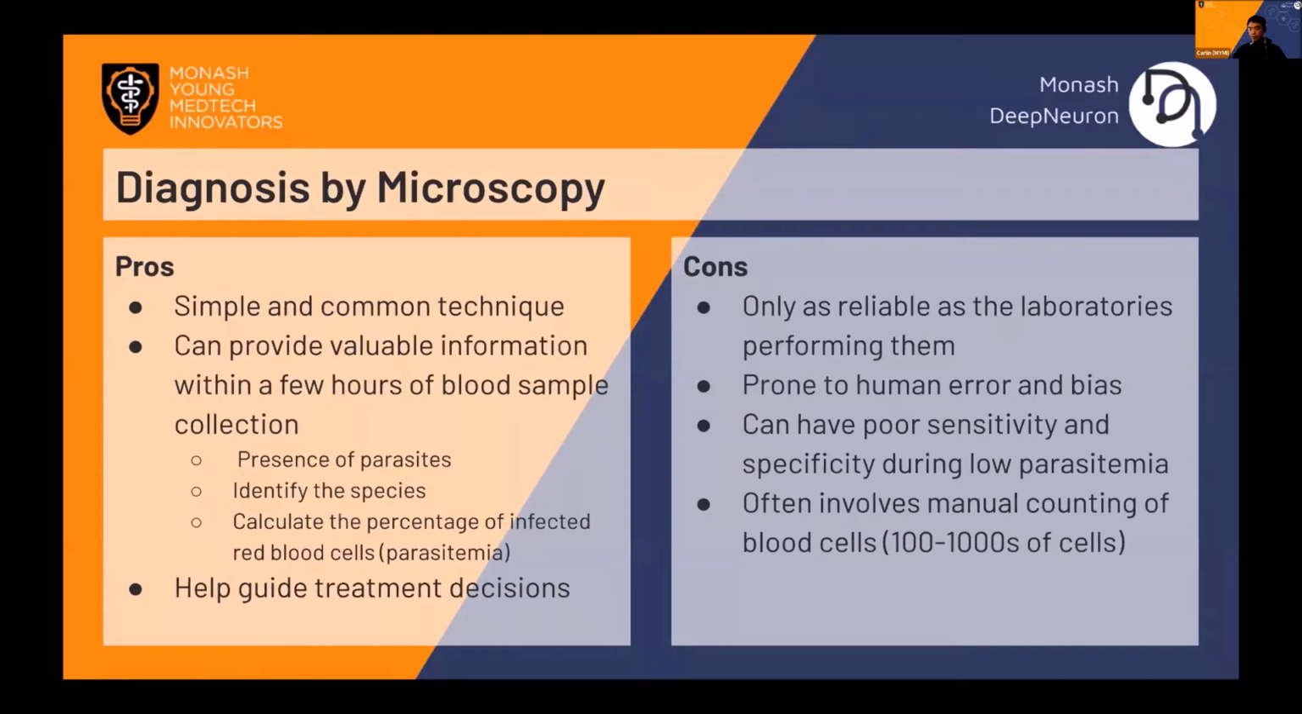The cons are that it's a human doing this. So it's only as reliable as the labs performing them, and it's prone to human error and bias. It can have poor sensitivity and specificity, and it also often involves manual counting of the blood cells. So if the blood sample you get doesn't actually have any malaria cells in it, then you can have a false negative.